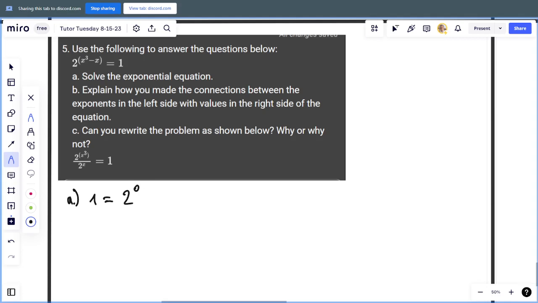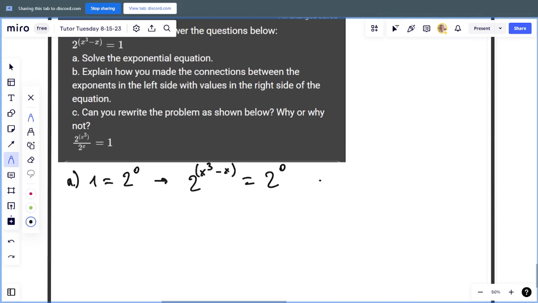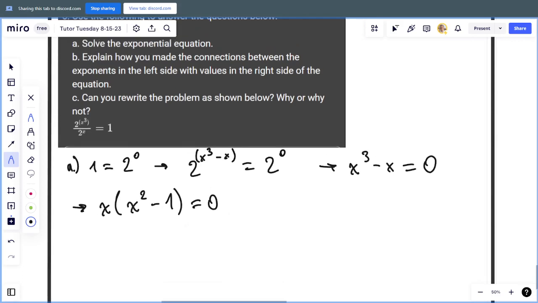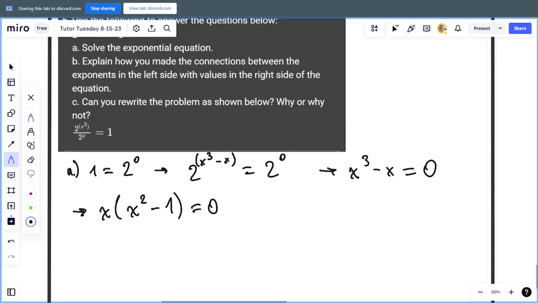2 to the 0th power. That's the only way I can get 1 with a base of 2. But the useful thing about this is if I write 2 to the x to the 3rd minus x is equal to 2 to the 0, we can actually equate these exponents to each other. It makes it much easier, right? We have x cubed minus x is equal to 0. And then we can further simplify this as x, factor out the x to get x squared minus 1 equals 0. And it's kind of just some algebra at this point.